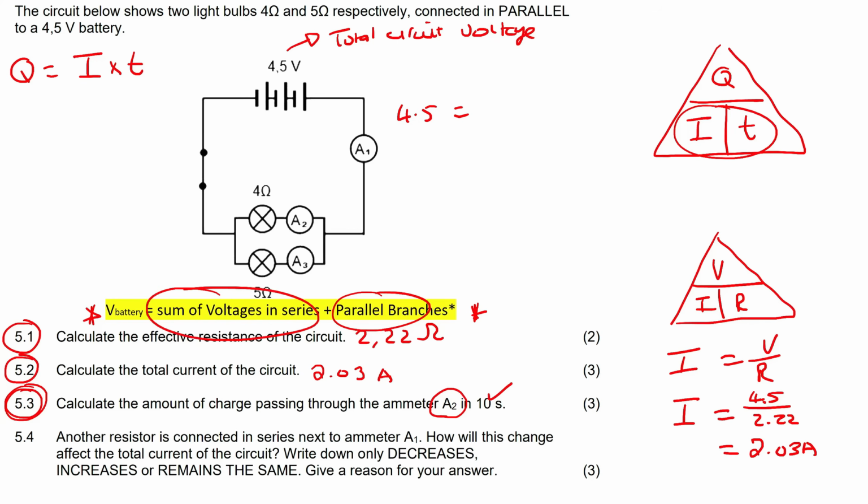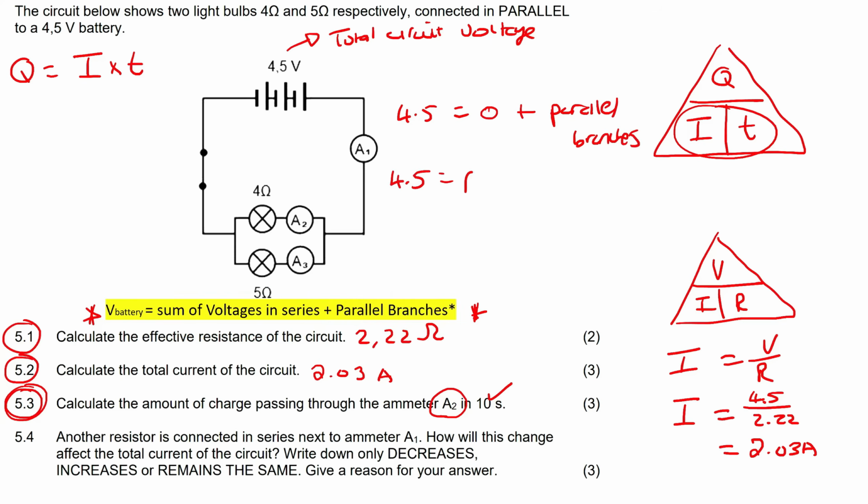For this part here, sum of voltages in series, we're going to put 0 because there's nothing there. And then we don't know what the voltages in parallel will be, so we'll just put here parallel branches. And what we can then see if you solve this equation is that the parallel branches are then going to be equal to 4.5 volts.